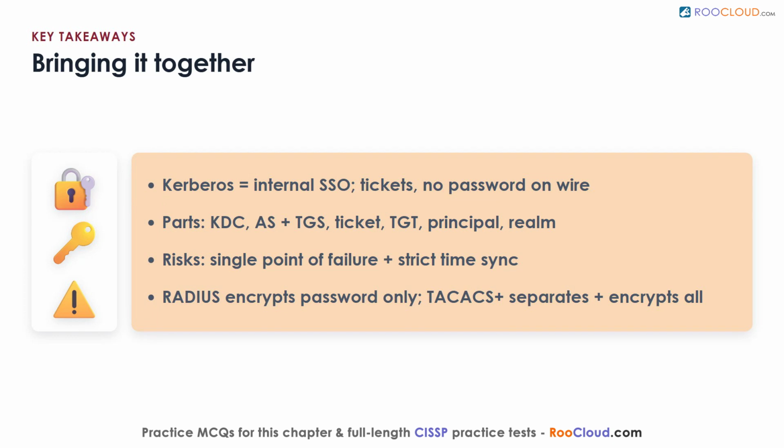And for remote access, Radius centralizes authentication while encrypting only the password, whereas TACACS Plus separates the three functions and encrypts the whole exchange.